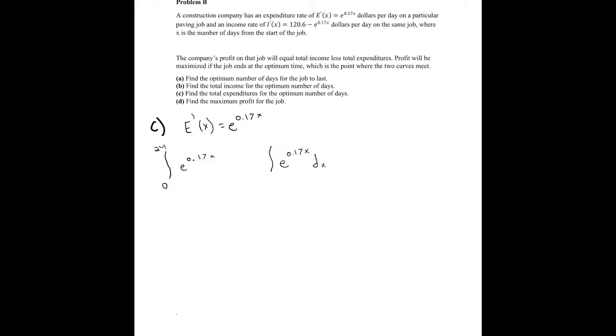So, to find the antiderivative of e to the 0.17x, we are going to be using the exponential rule for antiderivatives, which is 1 over a times e to the ax. So it will be 1 over 0.17 times e to the 0.17x. 0.17 is the a value.